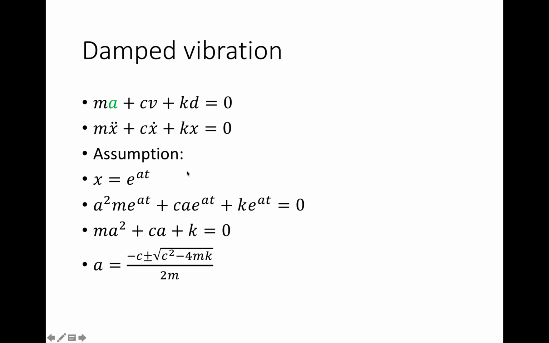Next, let's discuss damped vibration. Here we do not ignore the damping part, c v, which is c x dot. We again assume that x equals e to the a t here, and by substituting this into the equation, we get a squared. This part will become like this, and this part becomes like this, and this is x. So this part plus this part will be the same, so it becomes m a squared plus c a plus k.